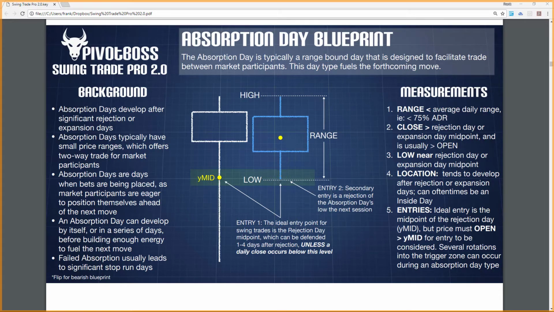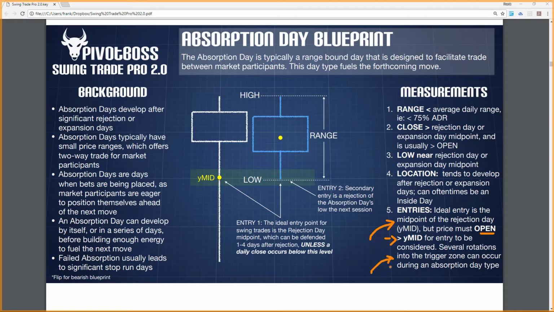Now, the low of this bar right here of the absorption day is near the rejection day midpoint. So any pullback, again, would likely be defended around the previous session's mid, which is the rejection day midpoint. Now, in terms of entries, again, the ideal entry is the midpoint of the rejection day, but again, price must open above the rejection day mid for an entry to be considered.